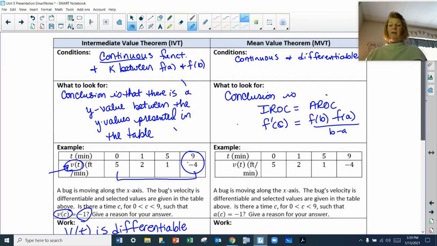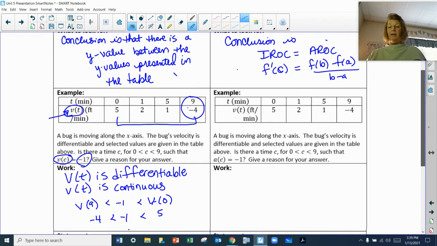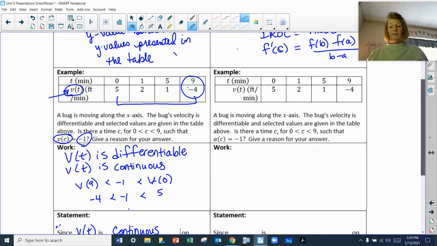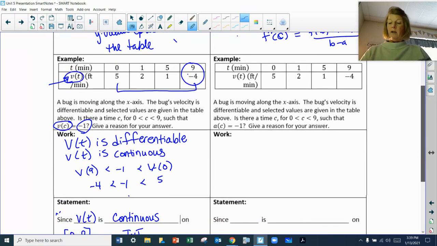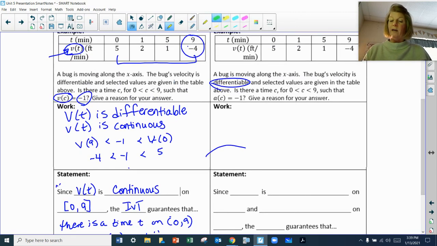We knew that the mean value theorem requires continuity and differentiability. What we're trying to prove is that AROC and IROC are equal. So they give us the table. It's a v of t table again. A bug is moving along the x-axis. The bug's velocity is differentiable. Awesome. And selected values are given in the table. Is there a time c between 0 and 9 such that a of c equals -1? All right, I am reading way more careful this time. They're asking about acceleration. The table has velocity. This is MVT all the way.